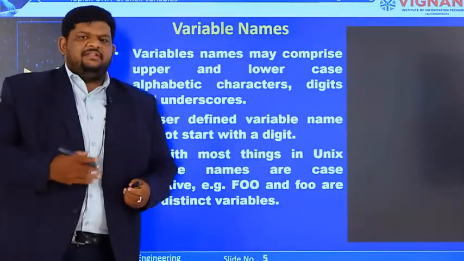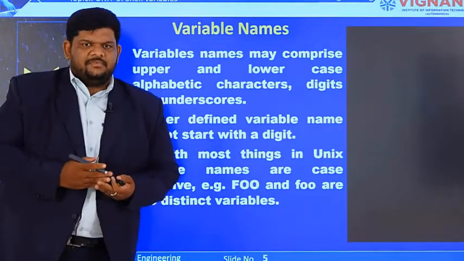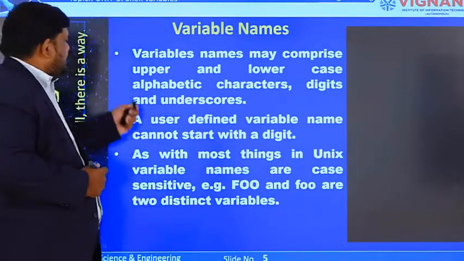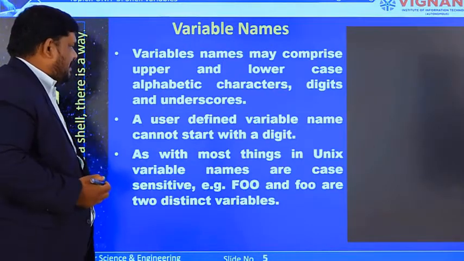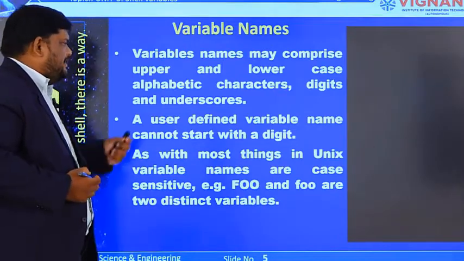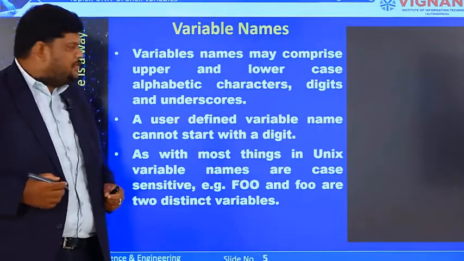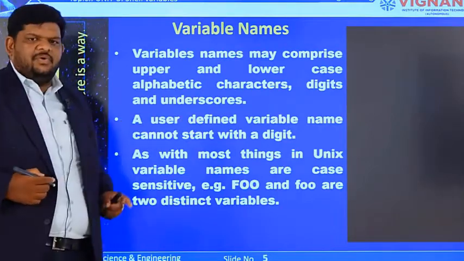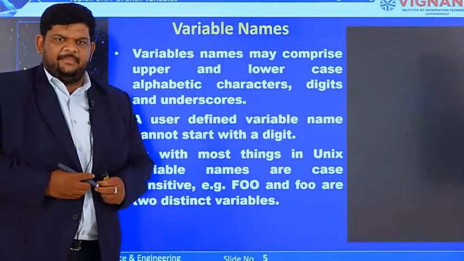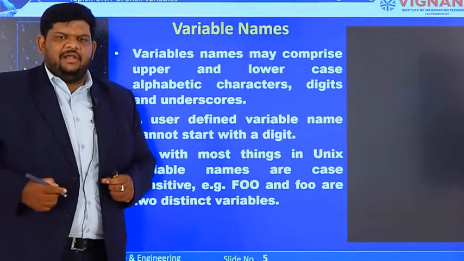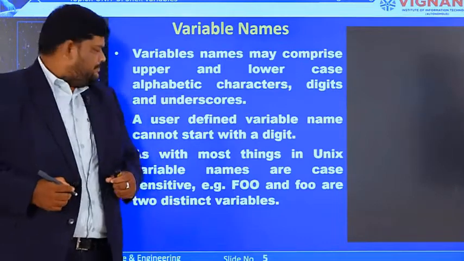Now while writing variable names, we have to follow some rules. Let us see what the rules are. Variable names may comprise uppercase and lowercase alphabetic characters, and may contain digits 0 to 9 and underscores. Only the underscore special character is allowed while writing the variable name. No other special character will be allowed.